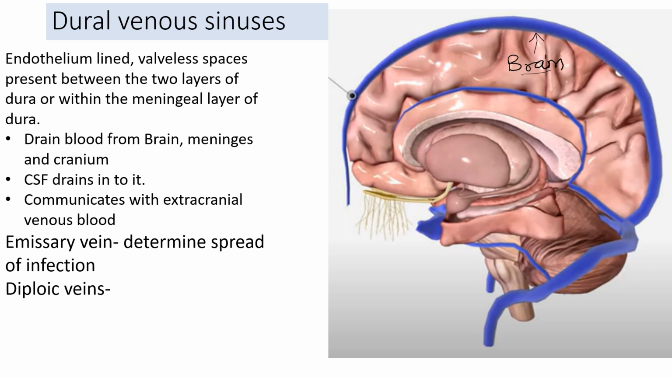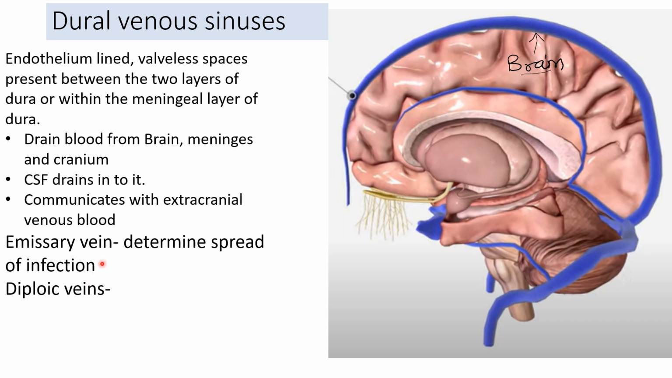The CSF drains into the venous sinuses, which have communication with the extracranial venous blood, and because of that extracranial infection can reach the intracranial area. So there is a term called emissary veins. These are the veins which connect the intracranial venous spaces with the extracranial venous space, and they determine the spread of infection. Again, they are valveless veins, so they can carry infection in either direction. So that is the emissary vein.